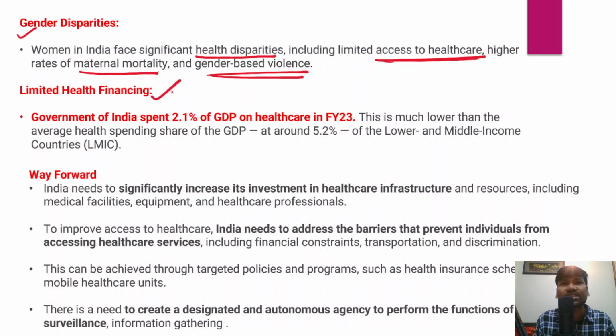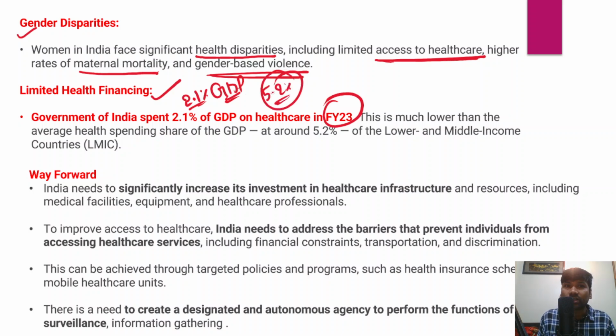And even limited financing in the healthcare, that we have been spending just 2.1% of our GDP on healthcare in the financial year 23. That is substantially lower than the global average of 5.2%. And what should be the way forward in this context? So India needs to substantially increase its investment in the healthcare infrastructure, and India should increase its spending on healthcare to 3% of its overall GDP.